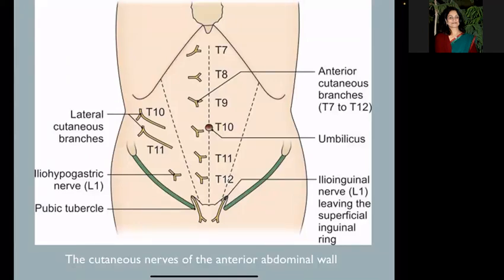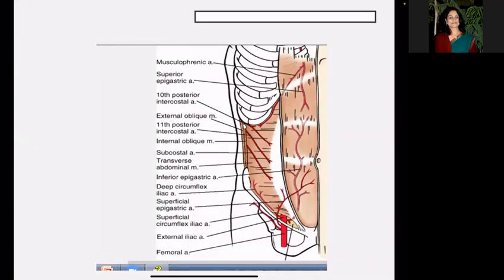So these are anterior branches, and this is anterior branches are from the upper intercostal, that is 7, 8, 9, and the lateral cutaneous branches are from the iliohypogastric and ilioinguinal nerve, also supplying the region. Then we'll talk about arteries.